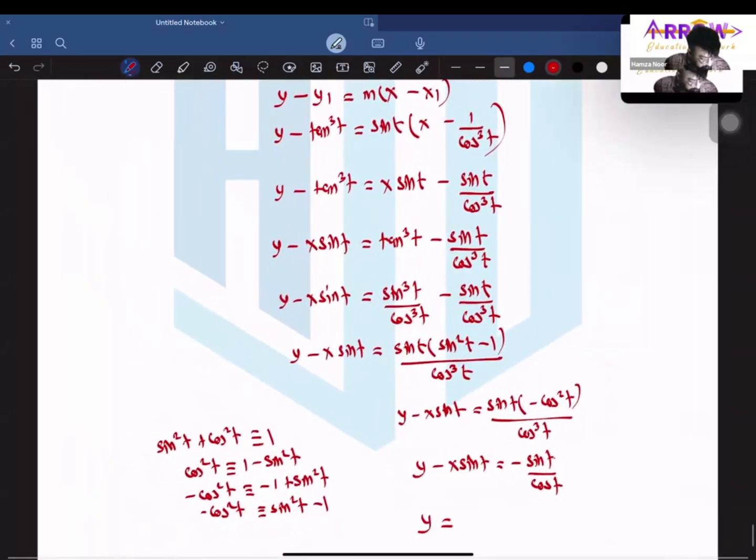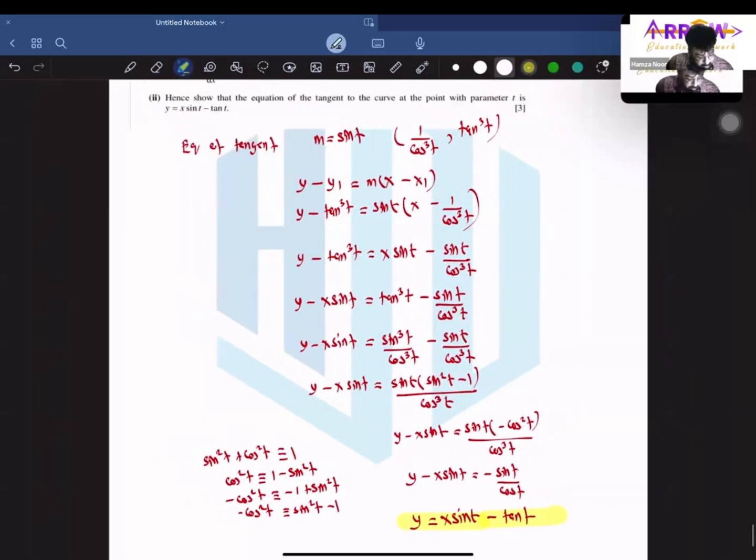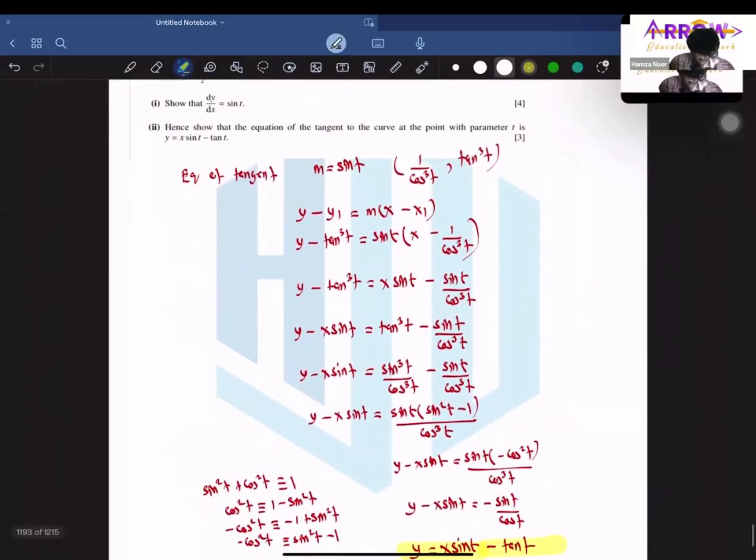So y is equal to x sin t. I'm going to bring minus x sin t over here again. So y is equal to x sin t minus sin t over cos t, which is minus tan t. And in this way, we have shown our required equation of the tangent.